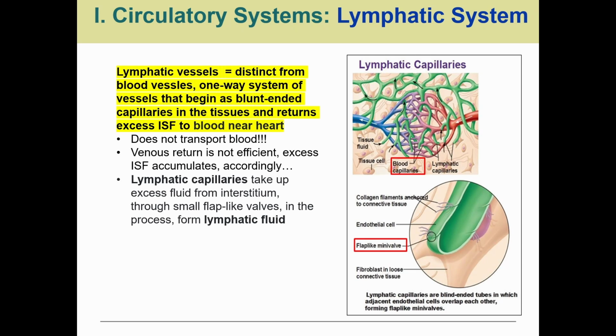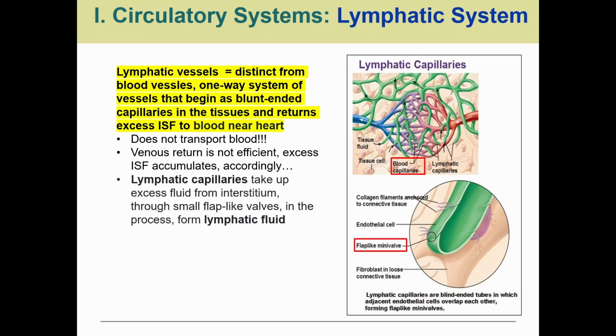Now, lymphatic vessels are different from blood vessels. They have some similarities, but there are some key differences in their structure. Again, it's a one-way system. We're taking that interstitial fluid and returning it back to the bloodstream. So we do not have blood in the lymphatic vessels, right? We have lymph in there.